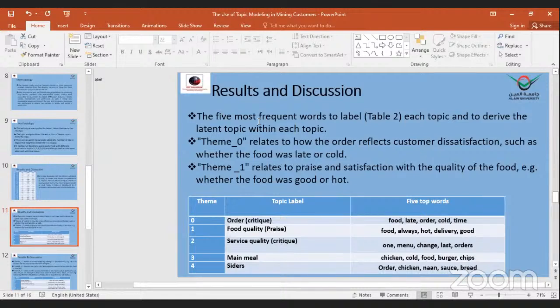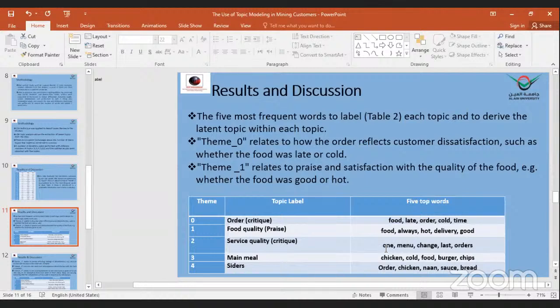Now, the 5 most frequent words mentioned in the previous table, we took them and put them in a theme. In the first topic, we had food, late, order, and cold, and we named it a kind of critique of the order: something was not satisfactory in the order. In topic number 2, we had food, always, hot, delivery, good. This is talking about the food quality, so it is a kind of praise for the food quality.